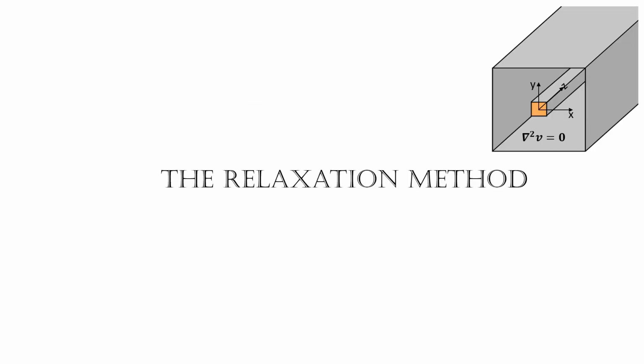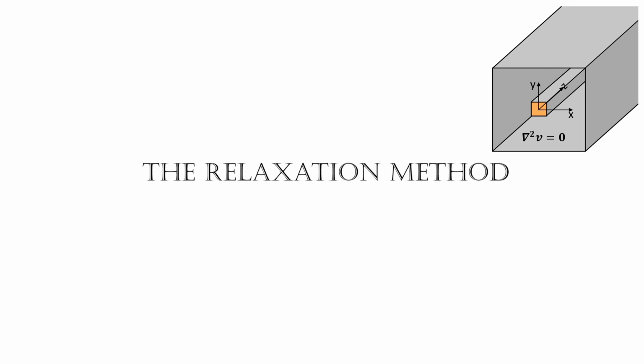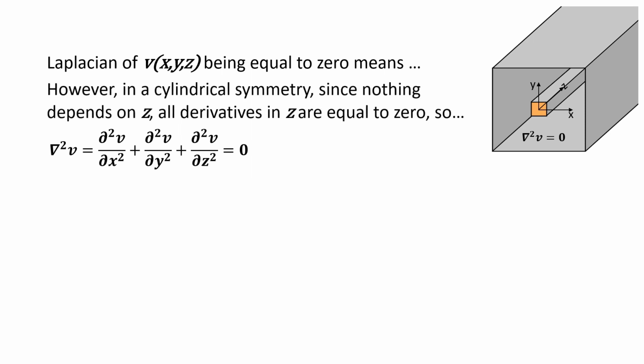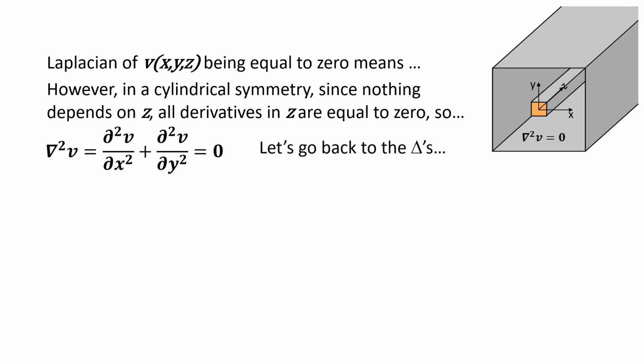The principle of this method is pretty straightforward. Let's start with the meaning of the Laplacian of V in x, y, z being equal to 0. In a cylindrical symmetry, nothing depends on z. All derivatives in z are equal to 0. So, calculus was about limits when the increments tended to 0. When going numeric, we need to come back from the limit to the finite deltas.